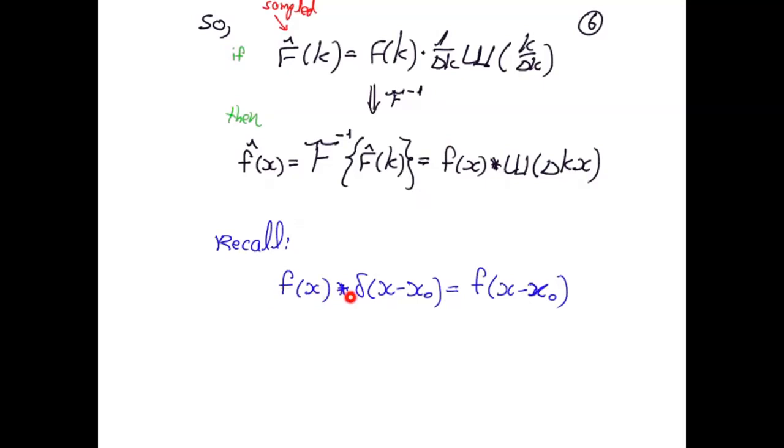So f of x convolved with delta of x minus x zero would be a shifted image. And here I will have many, many shifted images, and they're going to be shifted by 1 over delta k. All right.